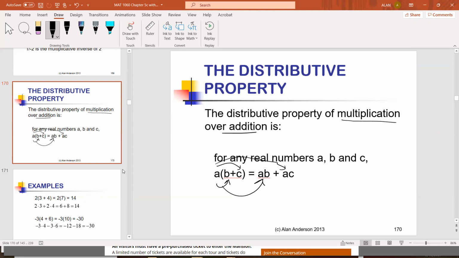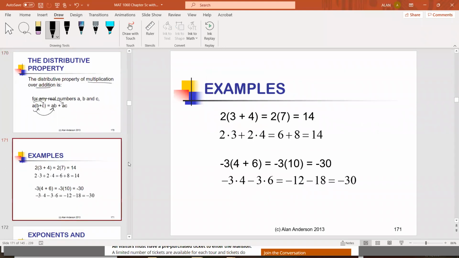Okay, so let me show you some actual numerical examples. When you see these again, you'll say, oh my God, this is so easy. Here, for example, now remember, because we're mixing different operations, we always do the parentheses first. 2 times (3 plus 4) is 2 times 7, which is 14. But if I apply the distributive property, I've got 2 times 3 plus 2 times 4, which means 6 plus 8, or 14. So this is a demonstration that this actually is working correctly.